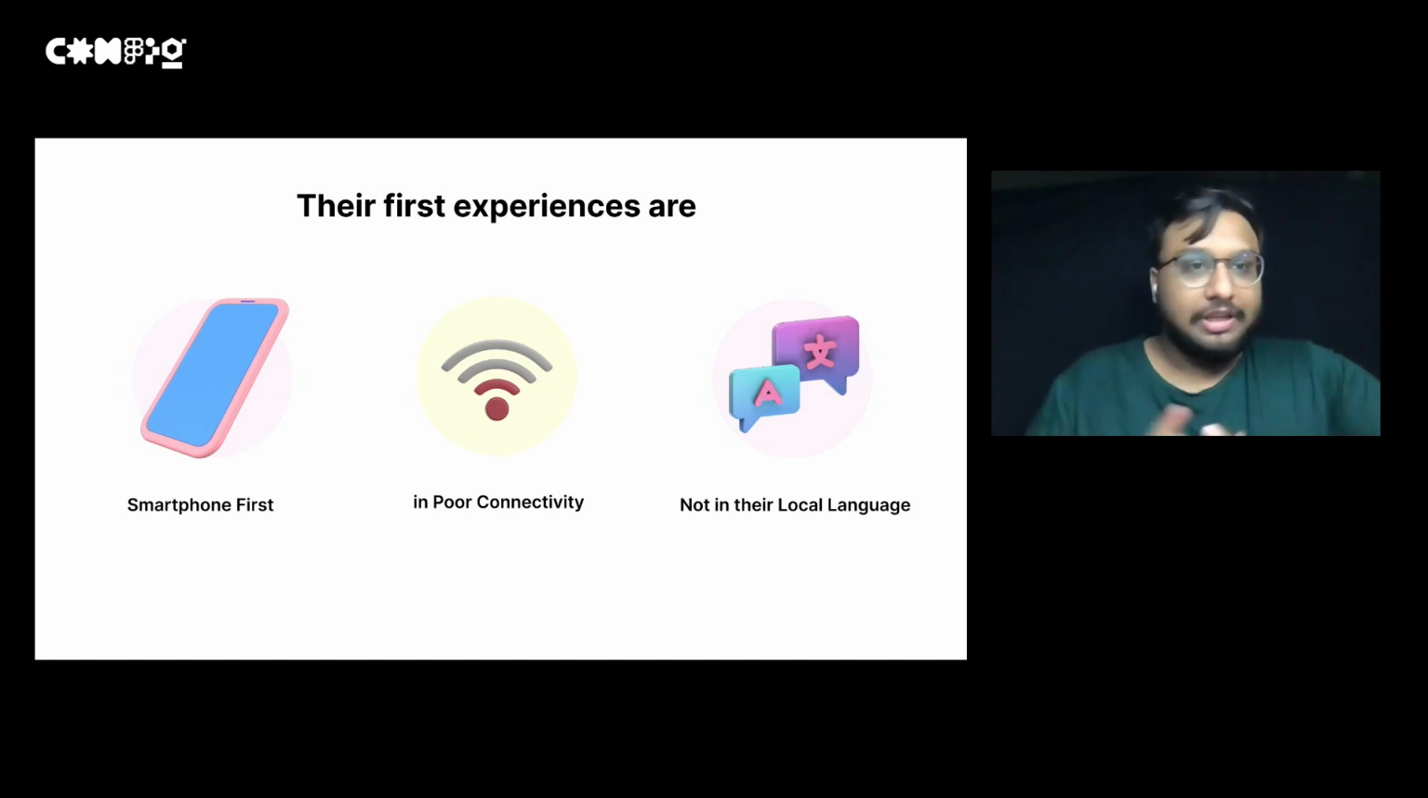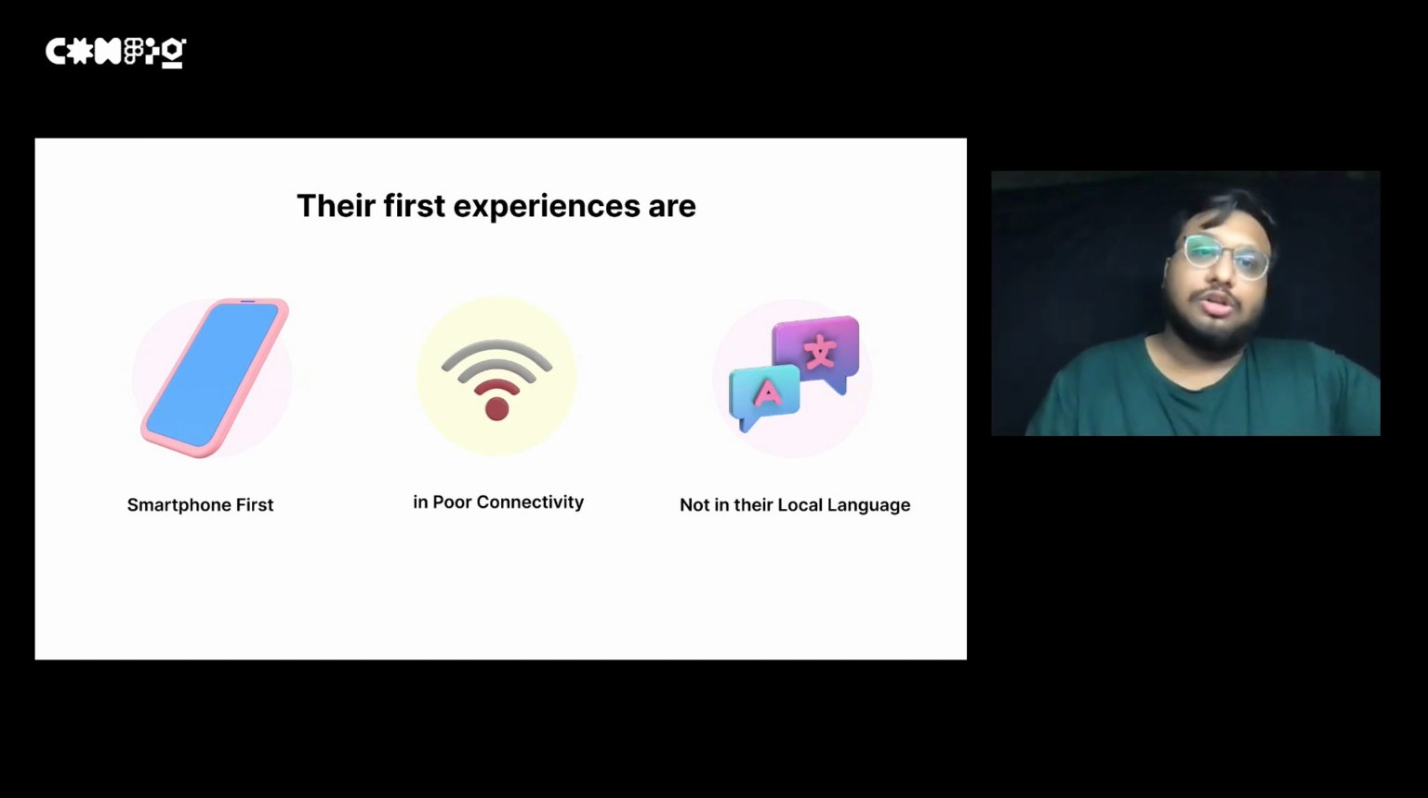So the first experiences are completely different because they're smartphone first. They've never seen any other interface. As laptops and desktops are a bit more expensive, they don't have access to these things. So their first experiences are generally on their mobile, right? Secondly, they interact with experiences in poor connectivity. Although they might be getting access to the internet, they might not have as high speeds as we use. So we use our data in 5G and 4G, where they typically might use it in 2G, right?